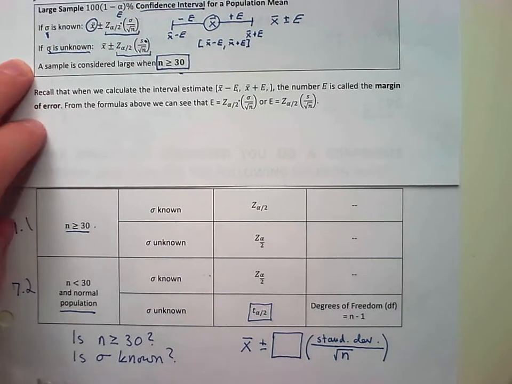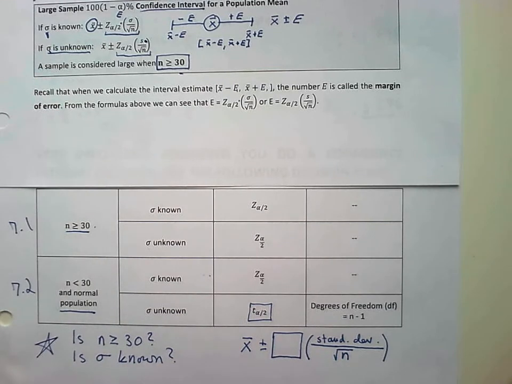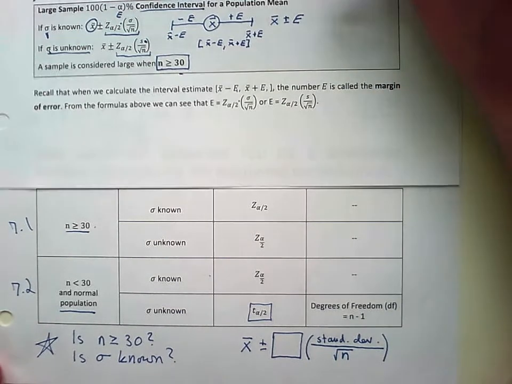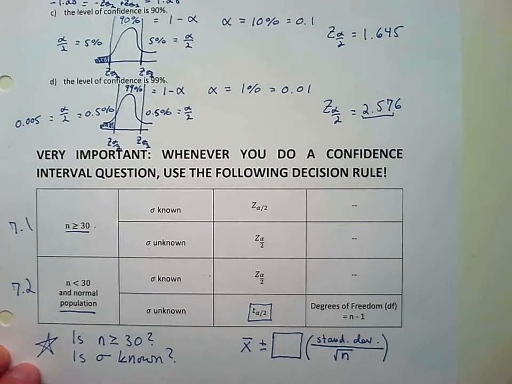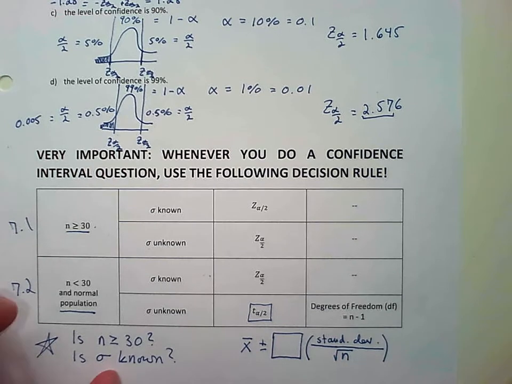So these two questions are really, really important. That's how we're going to start off literally almost every single question that we do in Chapter 7. So let's go ahead and start doing some of these numerical examples, which is on the next page of the notes.